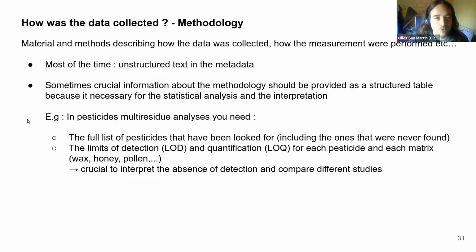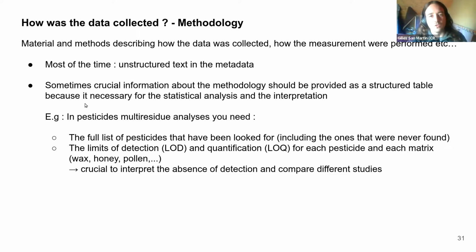So the third question, how the data was collected. Basically, this is the methodology. This is generally not a problem. Often the methodology is provided. So most of the time it's just the material and methods section of a paper, and it's provided as unstructured text in the metadata. But there is typically a kind of data that is often lacking.